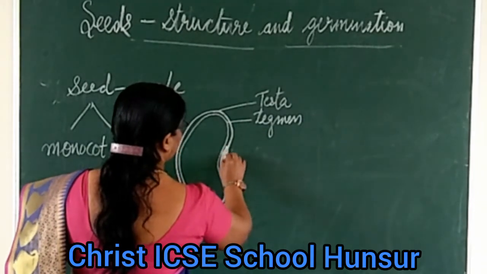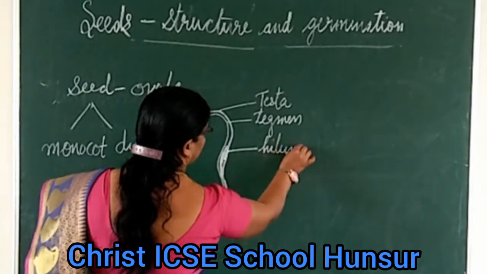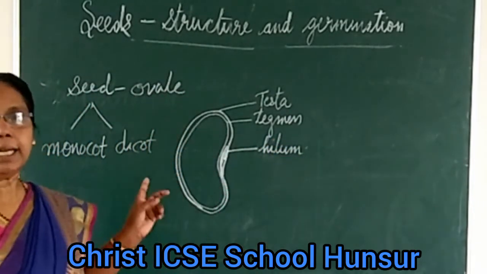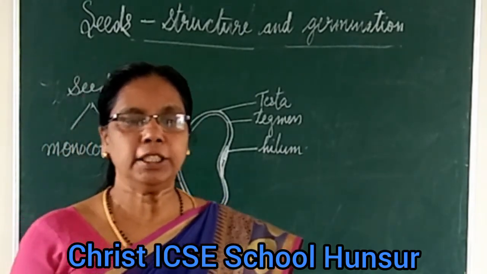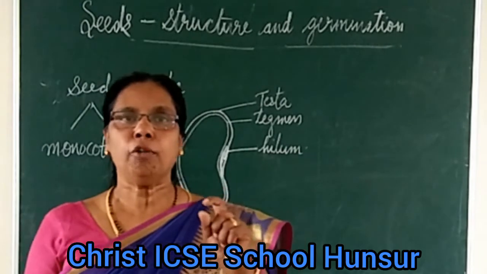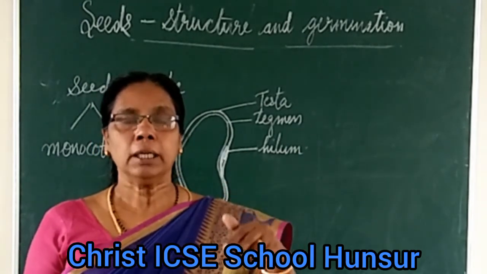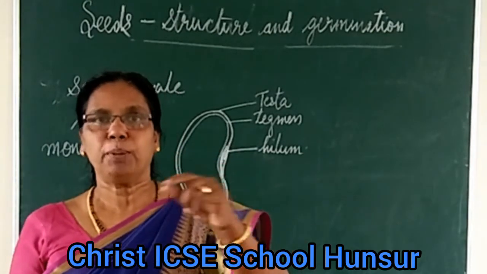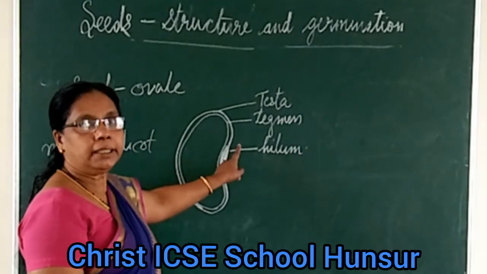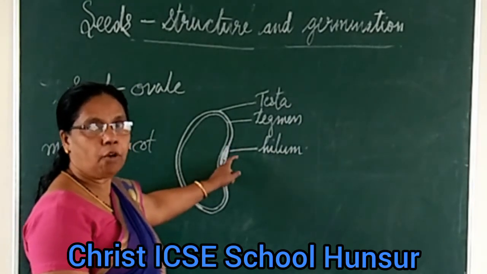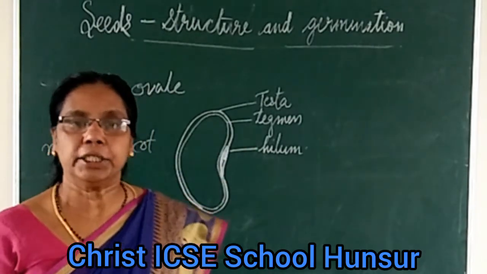Here there is a white structure which is called the hilum. This is the structure called the hilum, and this is the spot where the ovules are attached to the ovarian wall, with the help of the placenta. This is the hilum region, which is attached to the ovarian wall inside when it is in the inside condition.